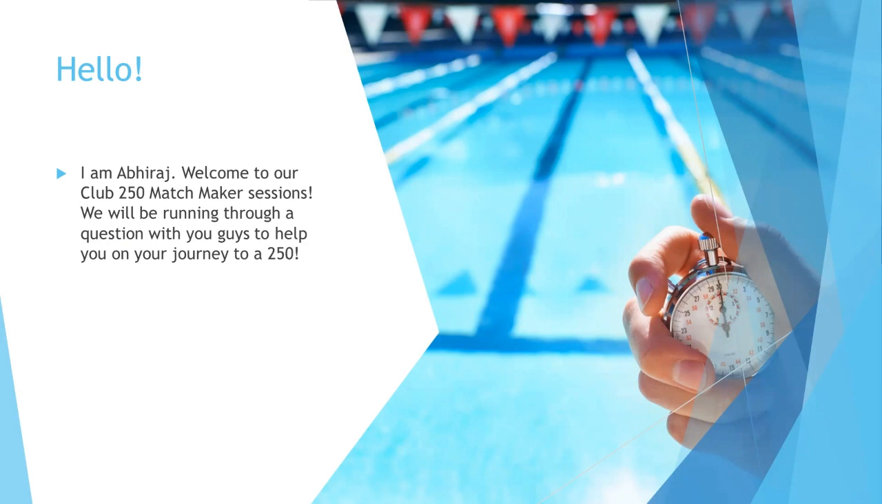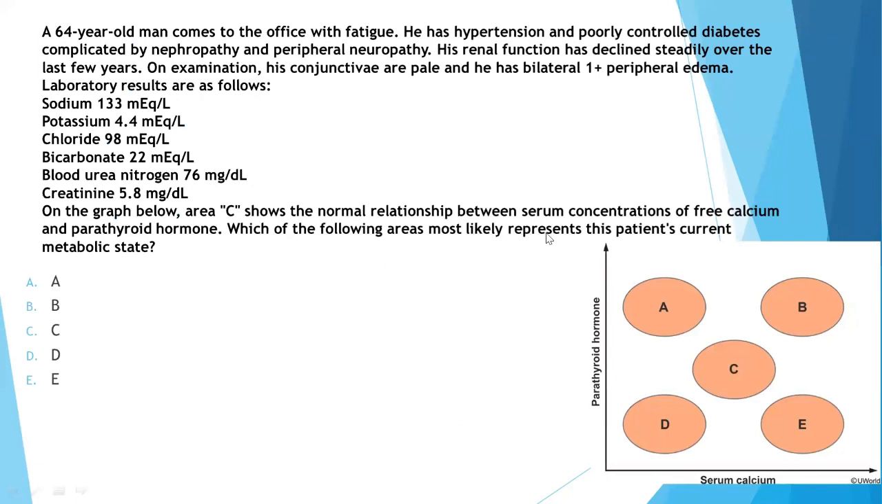We are currently in our nephrology modules, and this video is all about complications of chronic kidney diseases. So which of the following areas most likely represents this patient's current metabolic state?